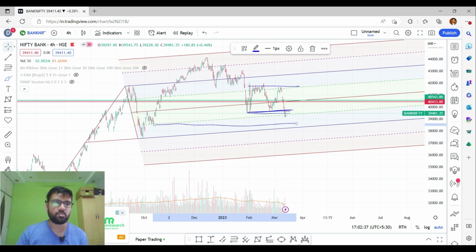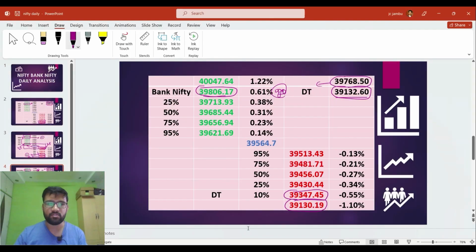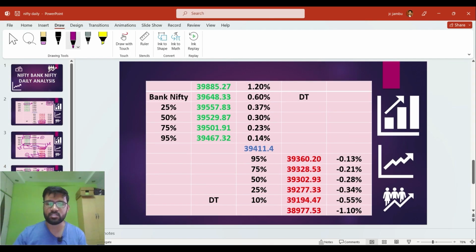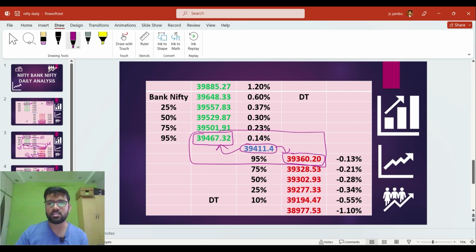Now let's discuss the individual levels of Bank Nifty for tomorrow's session. In today's session, the market closed at 39,411, and if the market tries to move up, this 39,467 level will be acting as an important resistance point. And if the market tries to come down, this 37,360 level will be acting as an important support point. These two levels will be acting as support and resistance points, and this level will be acting as a central zone.